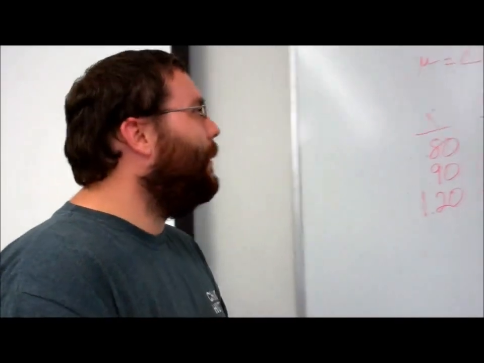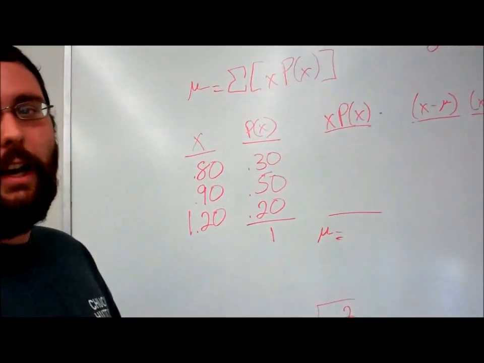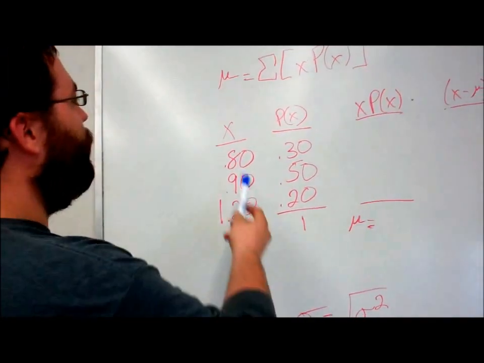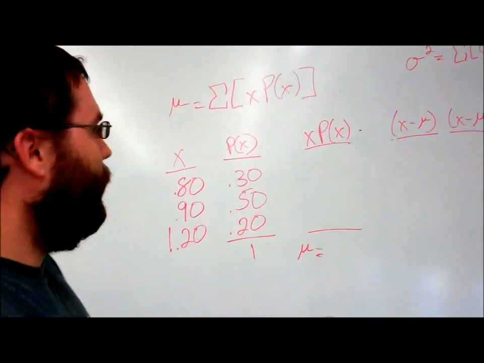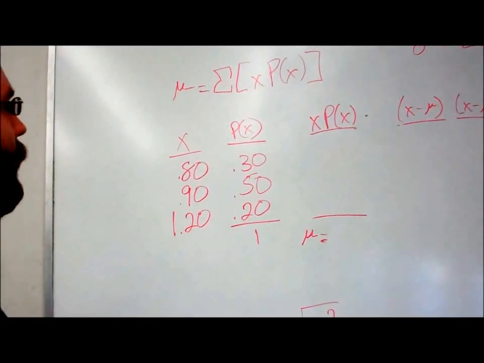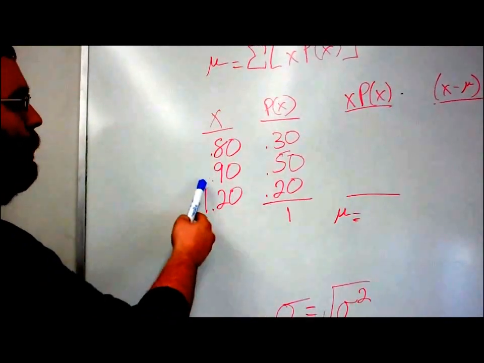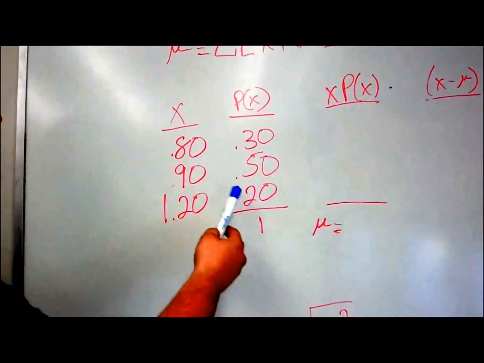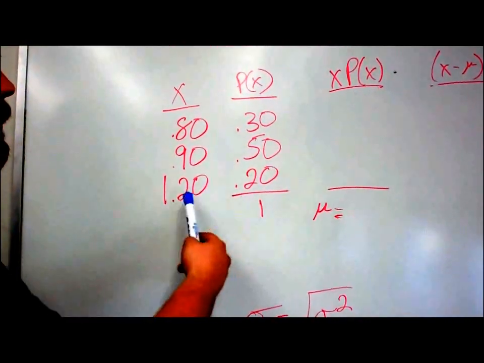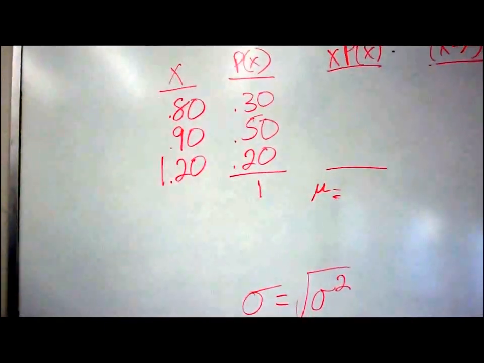Okay. We've started off by listing our formula for finding the average or the mean, which is mu equals the sum of x times p of x. And we have started by listing off our givens, which is x for 0.8, 0.9, and 1.2, and the p of x, which is 0.3, 0.5, and 0.2. As you can see, they add up to 1.